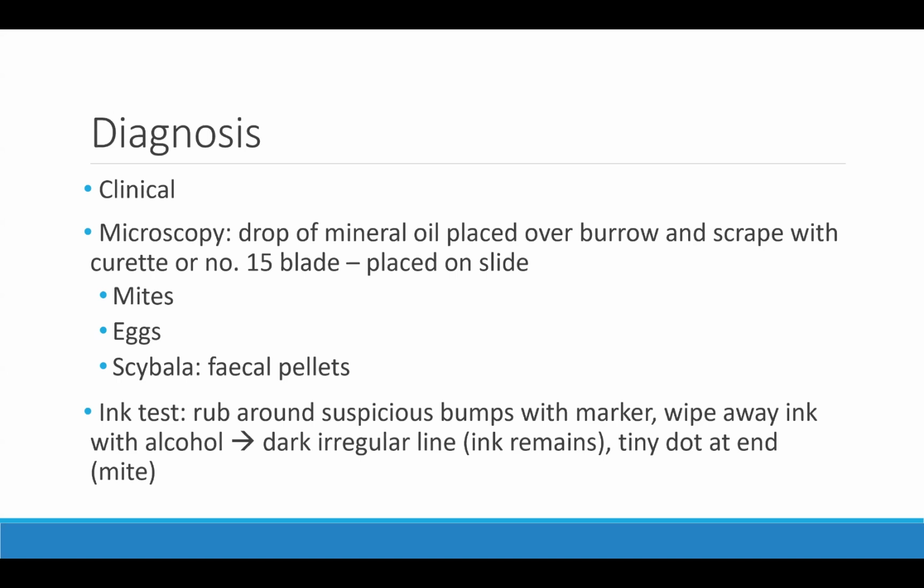Diagnosis is usually clinical, but you can also use microscopy or ink tests. In microscopy, a drop of mineral oil is placed over the burrow and scraped with a curette or number 15 blade, and this is placed on the slide. You can appreciate the presence of mites, eggs, and scybala, which are fecal pellets. In the ink test, you rub around suspicious bumps with a marker, wipe away the ink with alcohol, and you can see a dark, irregular line where the ink remains with a tiny dot at the end, which is the mite.